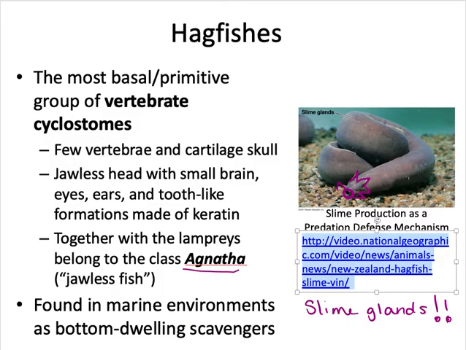All right. So these slime glands are an important adaptation that help the hagfish to escape predation. Okay, so we don't have jaws. They can still eat food, but they are our first group of vertebrates.